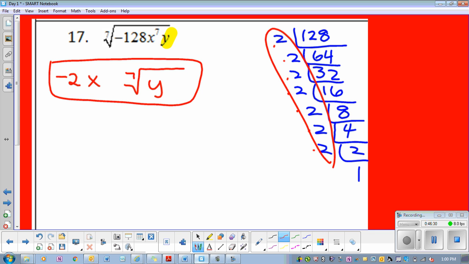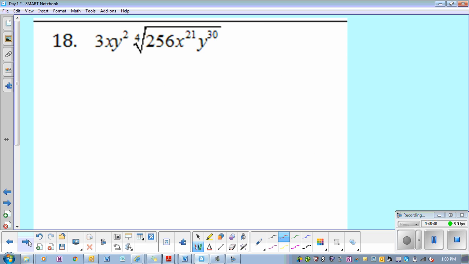Please make sure that you write that root there, because if you wrote this as negative 2x square root y, that's a whole different problem. Guys, heads up. Wake up. This is a pretty important lesson. Mini quizzes almost every day.